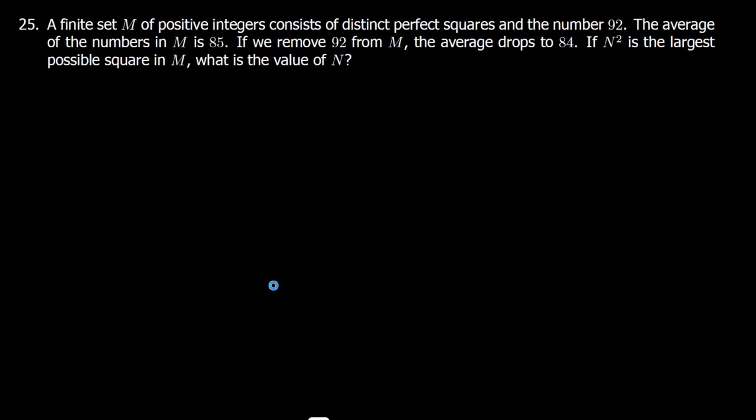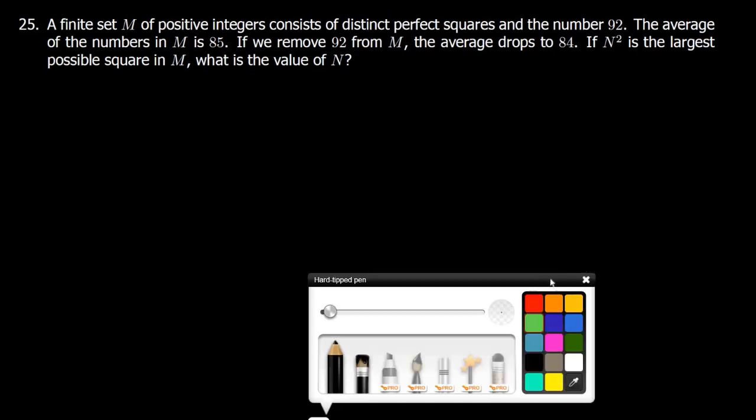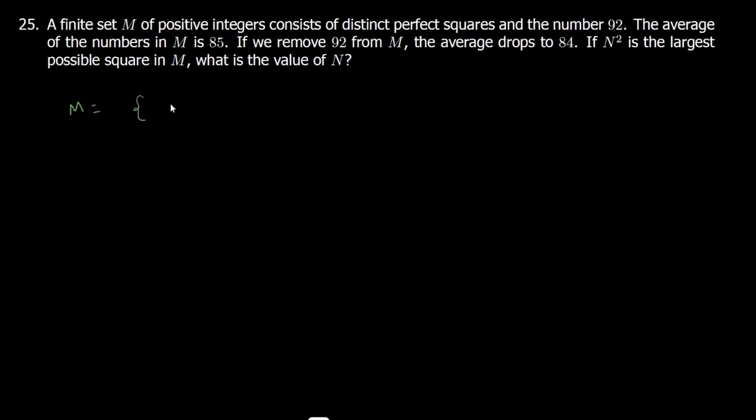So let us assume that in the finite set M of positive integers, the numbers are x1, x2, x3 and so on. M is the set of distinct perfect squares, so why don't I call them x1 square, x2 square and so on. Suppose they are k numbers, so xk square, comma 92. This is my set M. Now for the average, these are k numbers, and this is one number, so these are total k plus 1 numbers. While calculating the average, we'll keep that in mind.